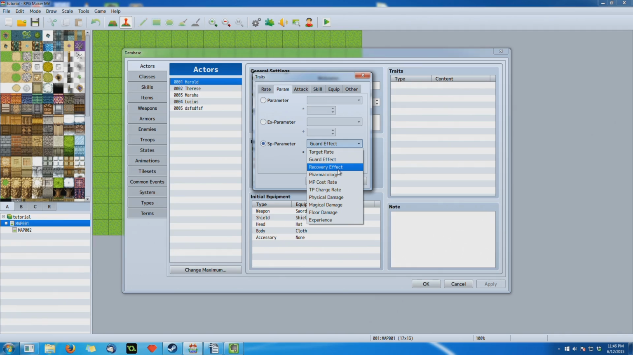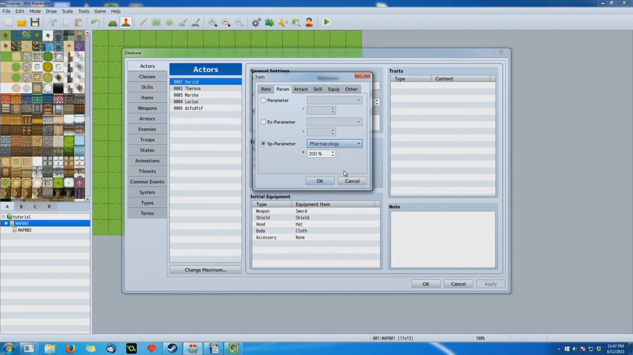Recovery effect affects how much healing skills have an effect on us. So let's just say we have a skill that heals our character by 50 health points, right? And we have this recovery effect set to 200%, so 200% right there. That means instead of being healed at 50 health points, we will be healed 100 health points because it doubles the effect. This is only for skills.